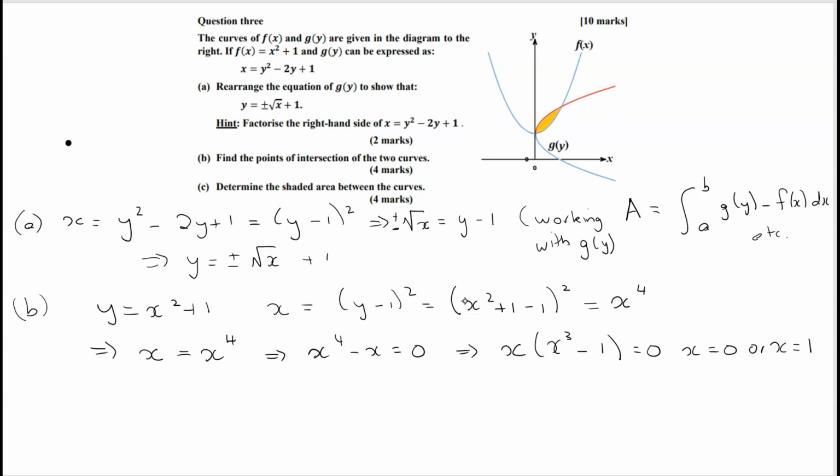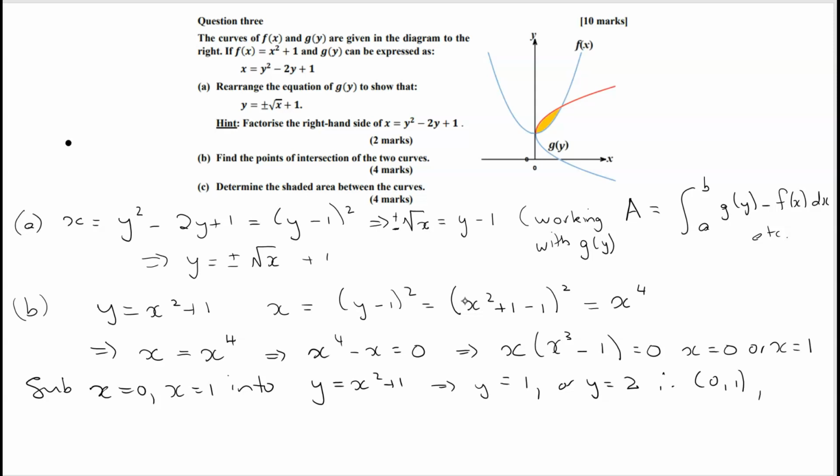but for part B, you need to find the points of intersection of these two curves. So we're going to sub x equals 0 and x equals 1 into our statement for y. And then we get that y equals 1 or y equals 2. And therefore the points of intersection are (0, 1) and (1, 2).